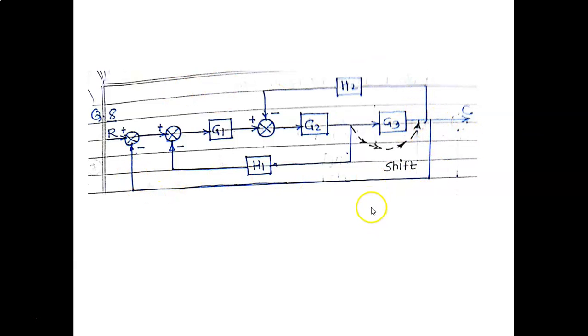Now here there is no block on this line. Therefore you have to consider that this line is known as unity feedback, or the value of the block on this line is equal to 1. Now draw the diagram. We will apply the different rules.